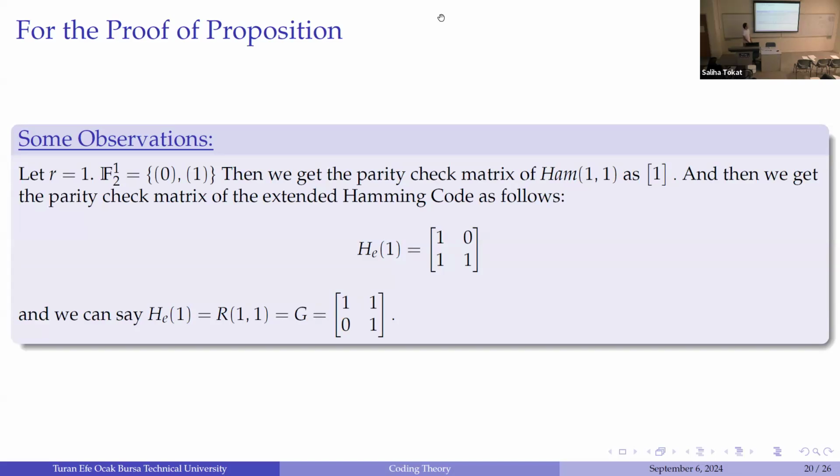I give some ideas for the proof. Let r equal 1, and here is the F2 to the 1 set. The length is 1, so we write all the non-zero vectors as a matrix. Here the matrix is just 1. When we add the column of 0 and the row of 1, we get the extended Hamming matrix for r equal 1, and we make some row operations. We can see G is equal to R(1,1).